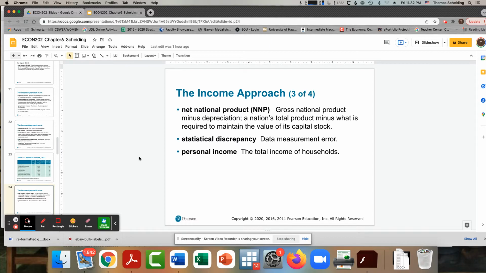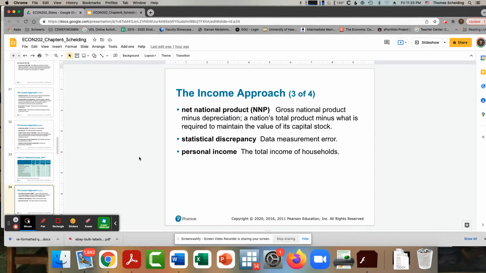When we're still looking at that income approach, the other thing we could do would be to look at the level of depreciation and subtract that from the gross national product. That'd give us a net national product. So again, remember there's GDP versus GNP. GDP is stuff produced within that country's borders. GNP would be stuff produced by the country's citizens, no matter where they live. If we took the gross domestic product and subtracted from that the depreciation, we'd get the net national product.